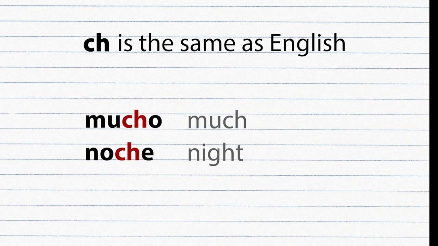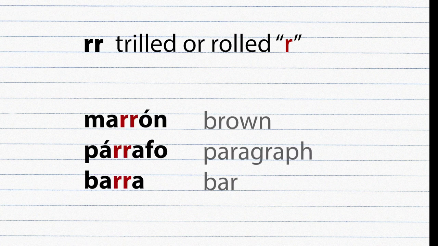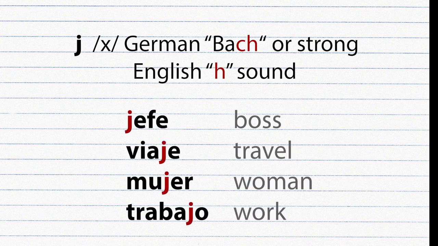CH, same as in English. Mucho, noche. Double R, trilled or rolled R. Marrón, párrafo, barra. Letter J is pronounced as German Bach or similar to a strong English H sound. Example: jefe, viaje, mujer, trabajo.